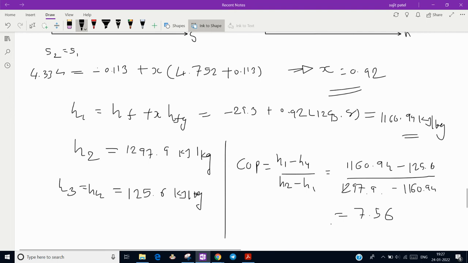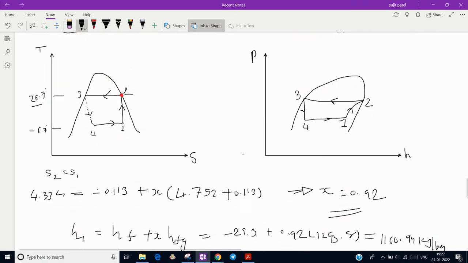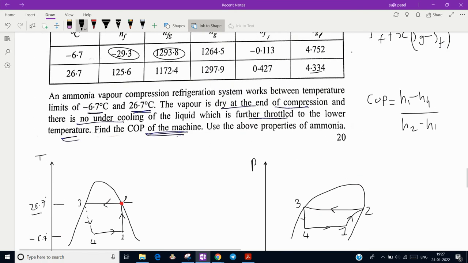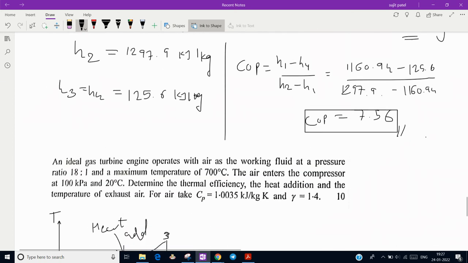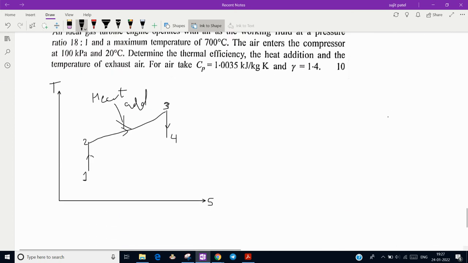So this is the easiest question that I found in the whole paper, and it consists of 20 marks. So it's very good, and you can say that it's a scoring question. You can easily get 20 marks, and the COP answer is 7.56.